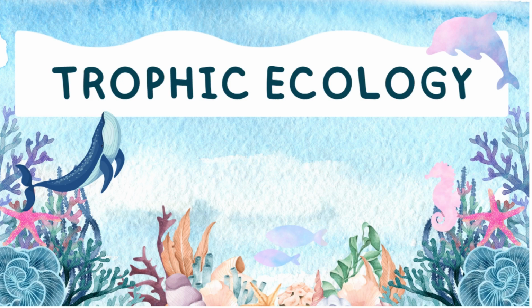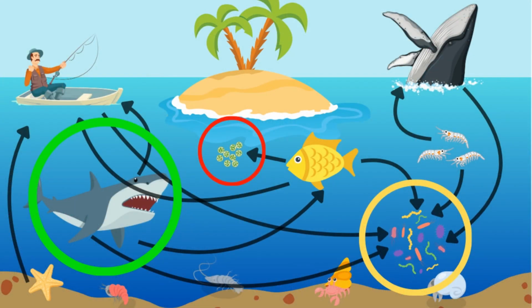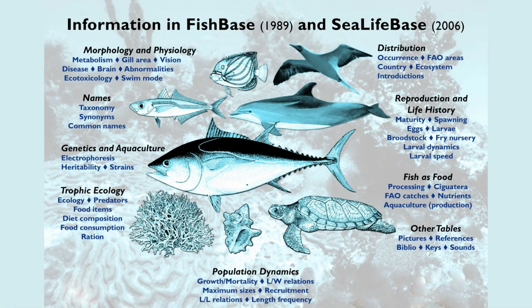Let us now look at the Trophic Ecology tool found on the FishBase and SeaLifeBase search page. Trophic ecology examines how organisms obtain energy and nutrients and how these transfers of energy and nutrients shape the structure and dynamics of ecosystems. It explores the feeding relationships between producers, consumers, and decomposers. FishBase and SeaLifeBase provide trophic ecology data classified under diet, food items, and predators. FishBase additionally covers food consumption and ration.